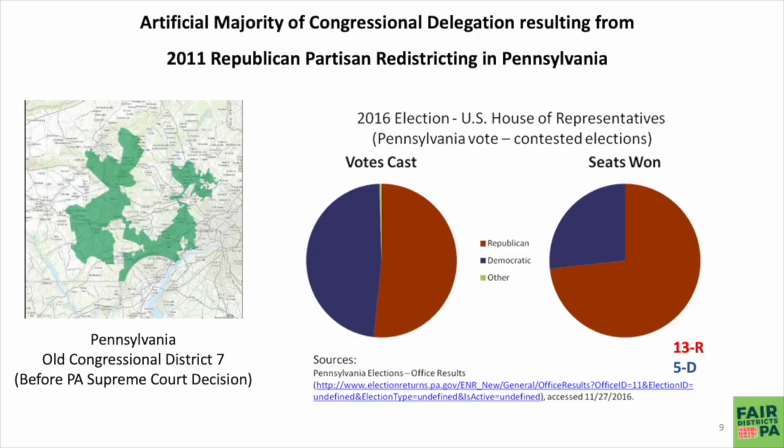In Pennsylvania, where the redistricting process has been controlled by Republicans, counties, municipalities, and even wards were cracked to dilute the Democratic vote into the surrounding Republican areas. The pie charts on this slide provide a snapshot of the problem with the 2011 congressional maps in Pennsylvania.